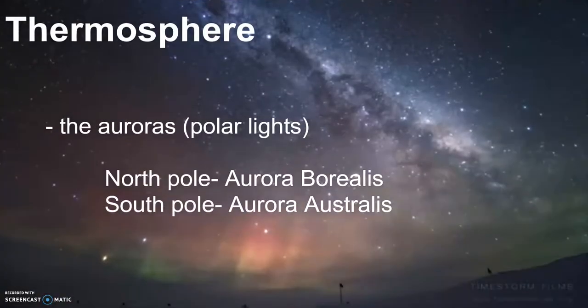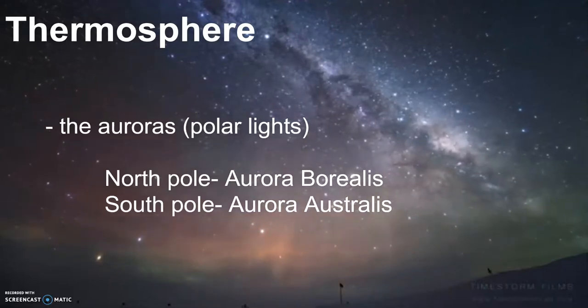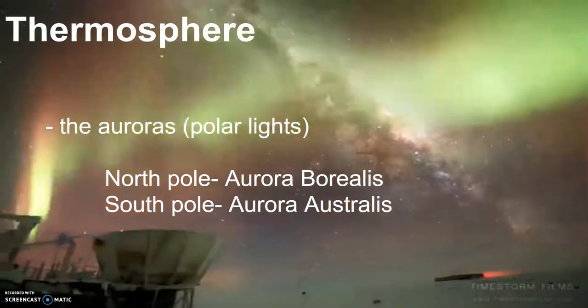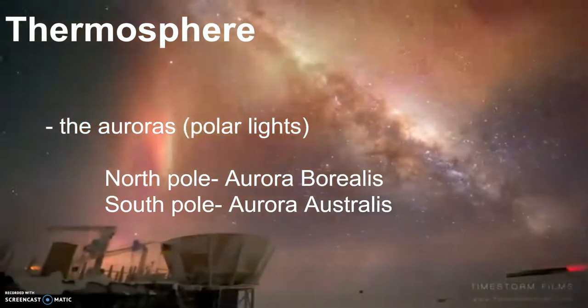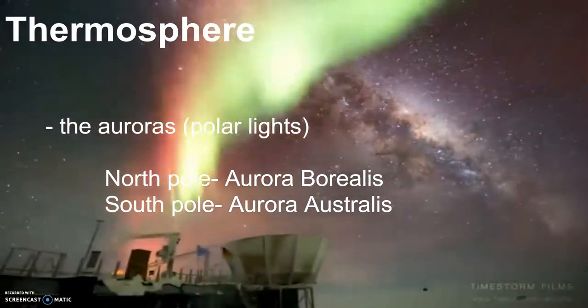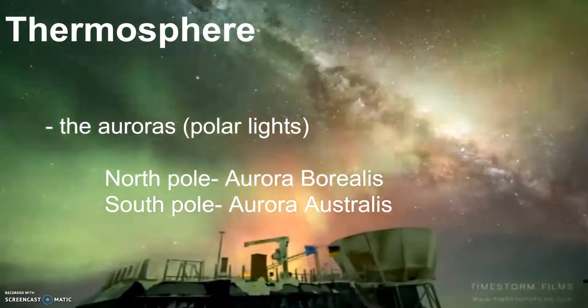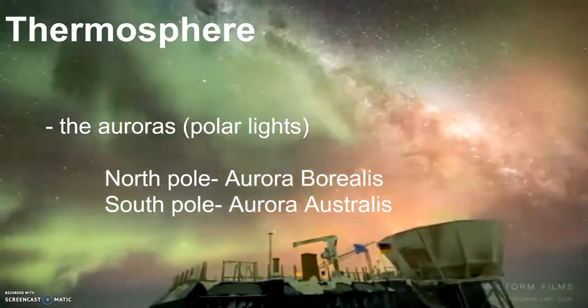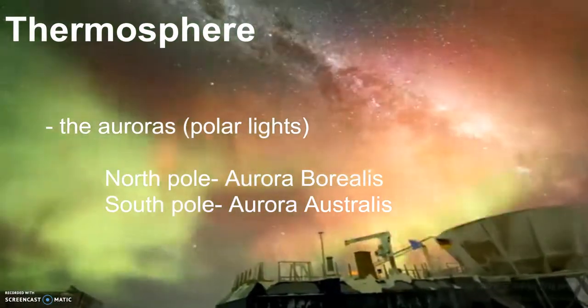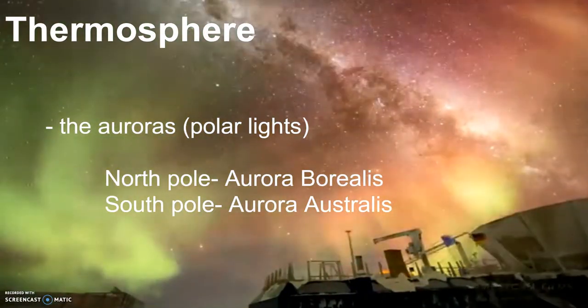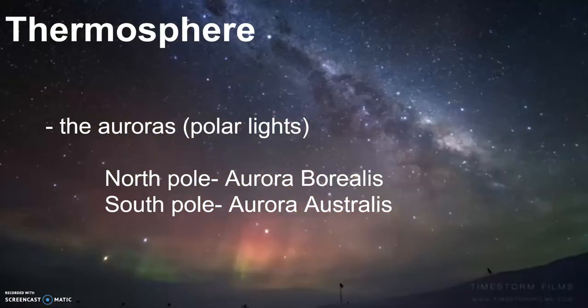Another feature in the thermosphere, it's here that we can see the aurora, or the polar lights. In the North Pole, we call them aurora borealis, and in the South Pole, we call them aurora australis. So, it's an event, okay? A very beautiful event that we can see in the sky.